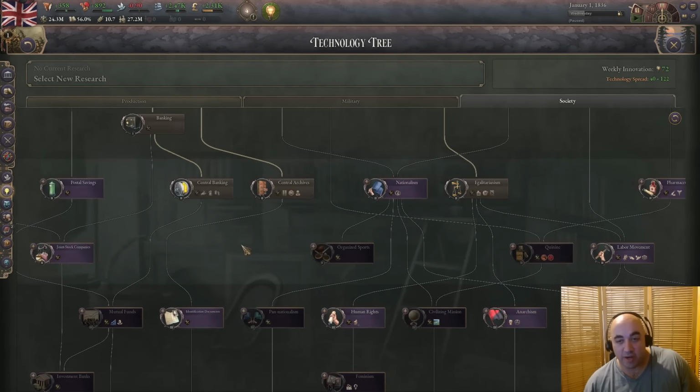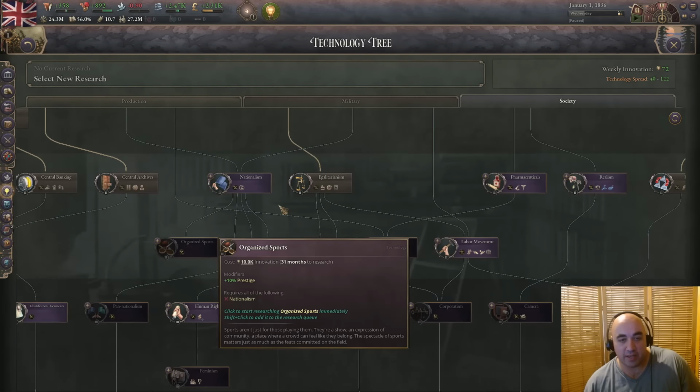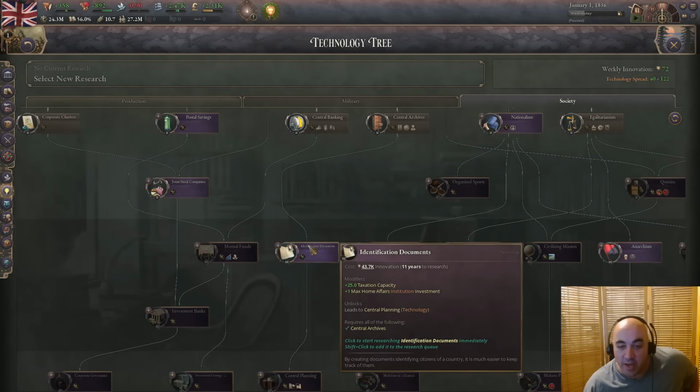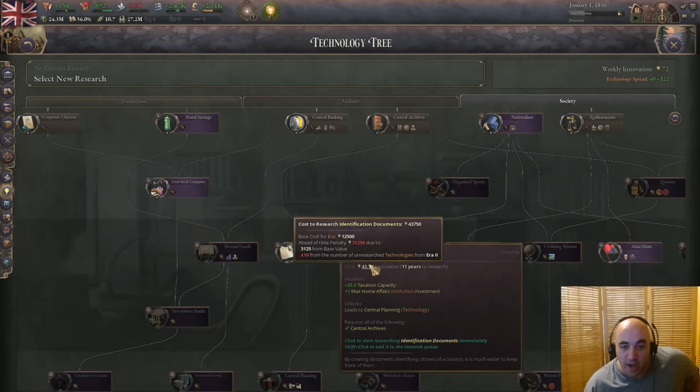Just to be clear, what we're talking about when we're talking about the ahead of time penalty here is, we currently are in the tier 2 tech here as Great Britain. If we look at the cost here, it will cost us 1,200 base and then an extra 3k from ahead of time penalties. And so if we get this 3k minus 25%, it'll be 7,500 off, so we would be able to research a lot faster.